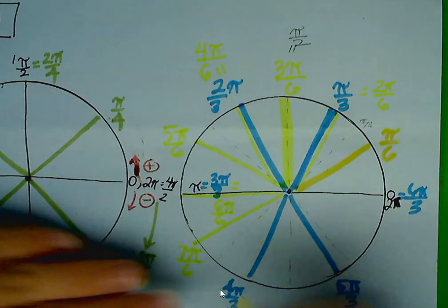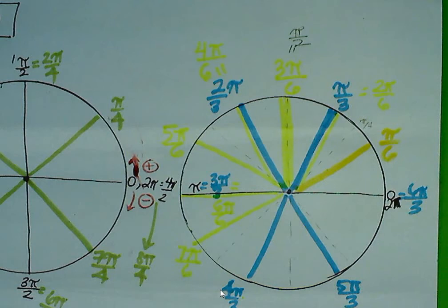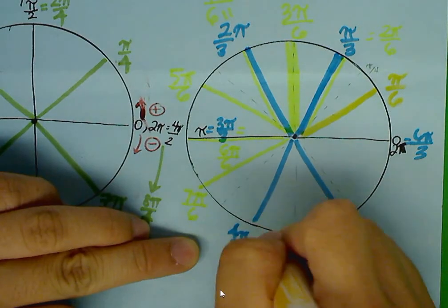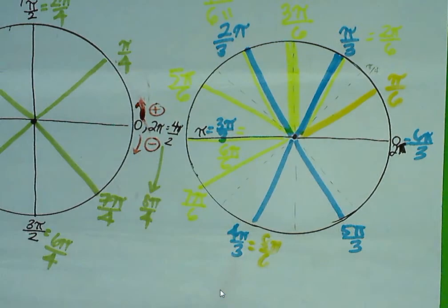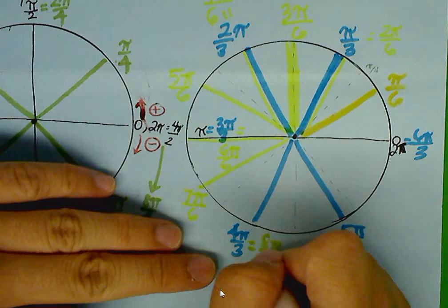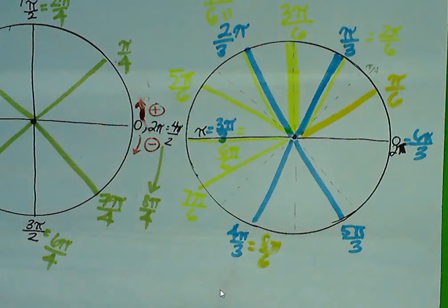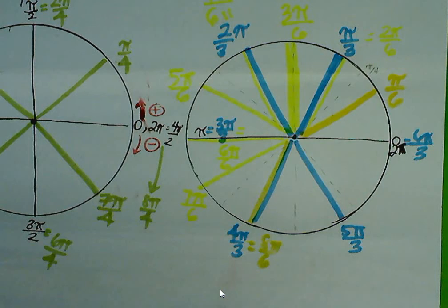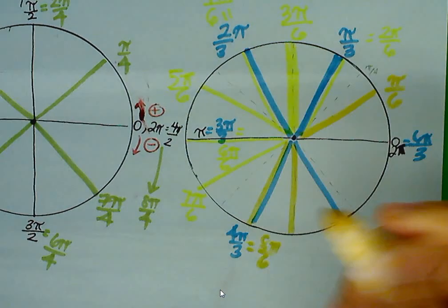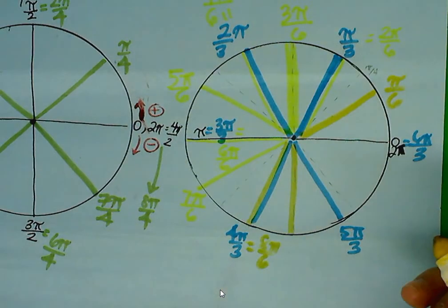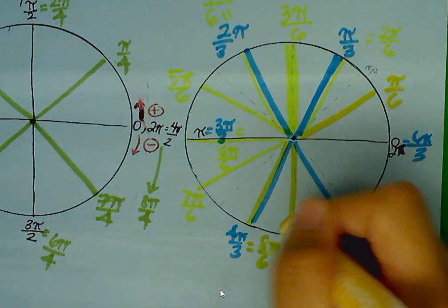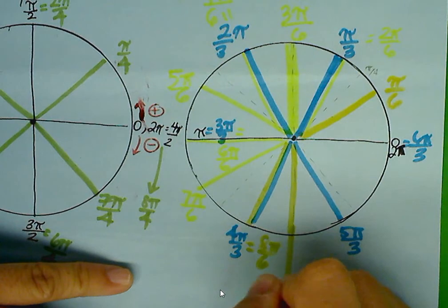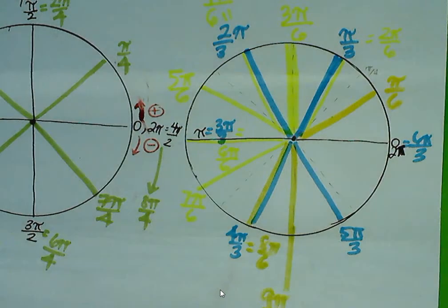Maybe this is not the best color, huh? It seems to be okay though. That's true. So this one is 9 pi over 6. But you know what? What does 9 pi over 6 reduce to?